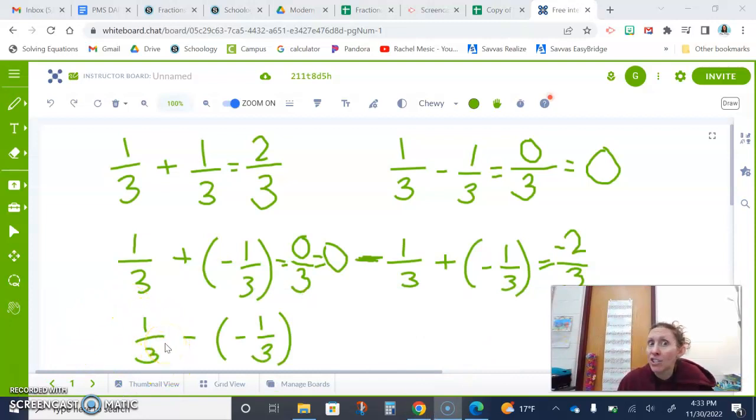All right, this one with subtraction. With subtraction, you can change it to addition.